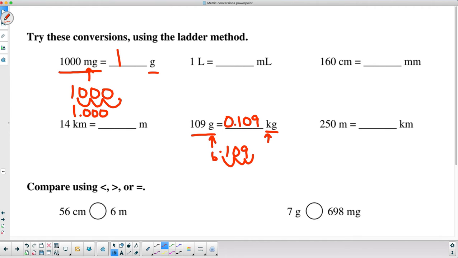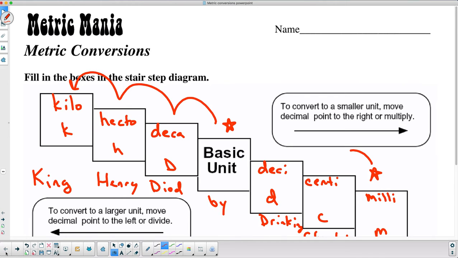Okay, I'm going to jump back up here to 160 centimeters. cm means centimeters. Meters is the base unit. And then I'm going to millimeters. So I'm going from centi to milli. So from centi to milli, when I go back to my chart, there we go.